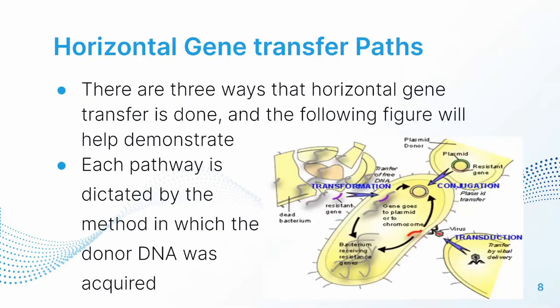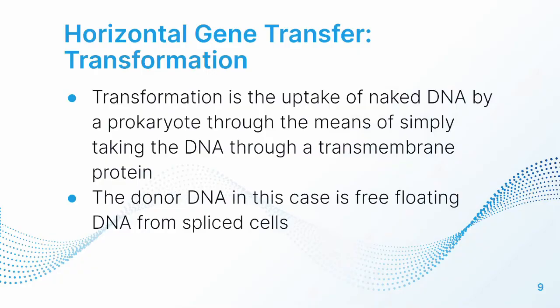So within horizontal gene transfer, there are 3 different paths that it can occur in. As you can see in the diagram, there's transformation, conjugation, and transduction. Each pathway is dictated by the method in which the donor DNA is acquired, and that is precisely how it's classified. The first one we're going to talk about is transformation.